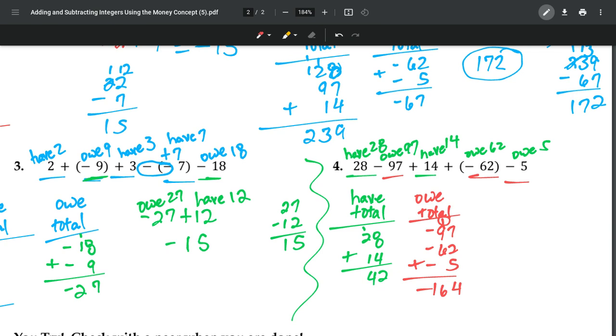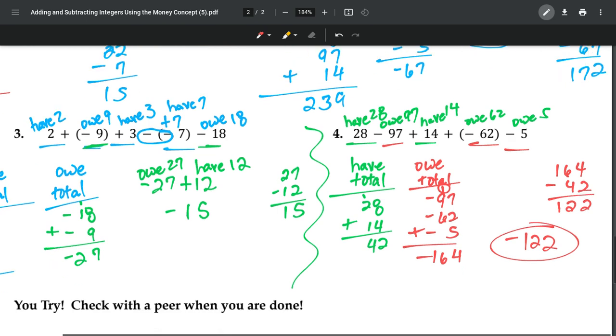Okay, let's see. How much more do you owe me? Give me your $42. To figure out how much more you owe me, just subtract 164 minus 42. You still owe me 122 bucks. So it's negative because you still owe me.